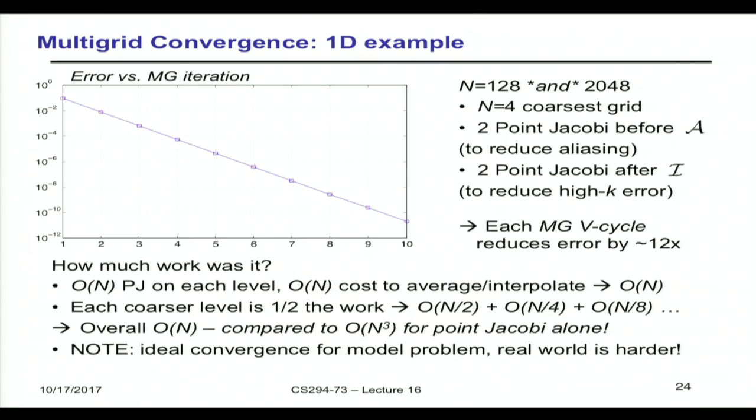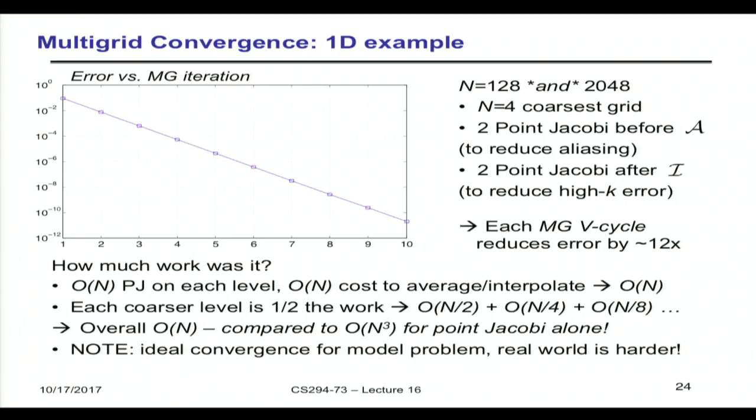Well, for one of those sweeps, it reduces the error each time, multigrid V cycle, by about 12x. And that's using only 2 point Jacobis, not 2 times n, but just 2 sweeps, and then 2 after the interpolation. The reason you do 2 before is if you think about removing all those degrees of freedom to coarsen the residual, what you're actually doing is I could have super high frequency content in there that would get aliased by the operator onto things on the coarse grid that I don't want to consider, I don't want to solve.